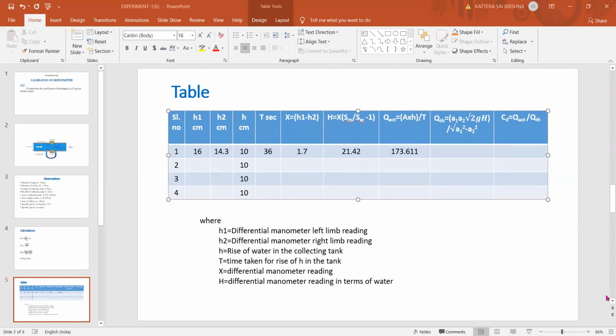Only 1 minute time left. Please join immediately. In the middle, it will stop the screen sharing. Immediately join again. Some students joined just now.